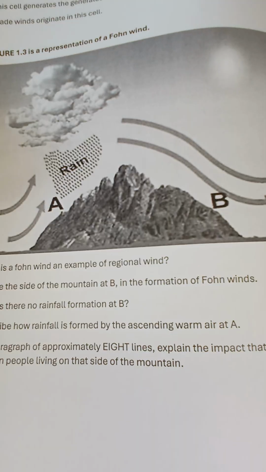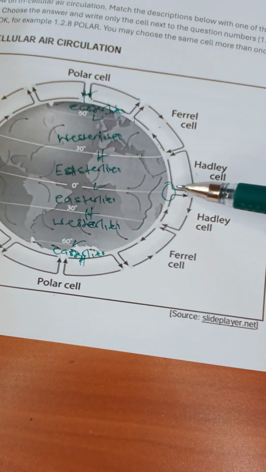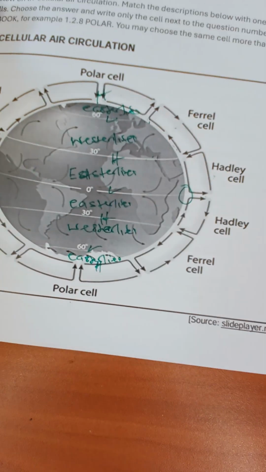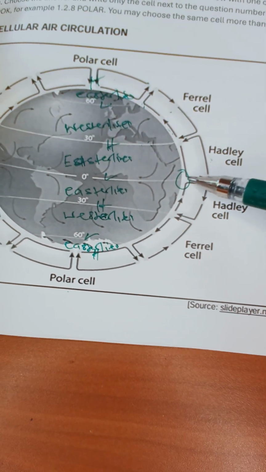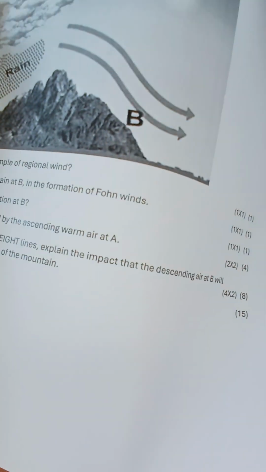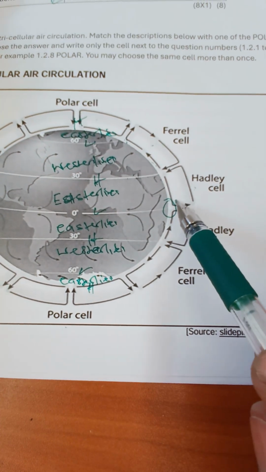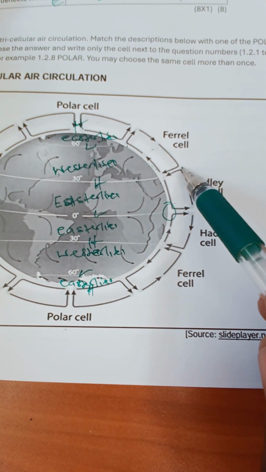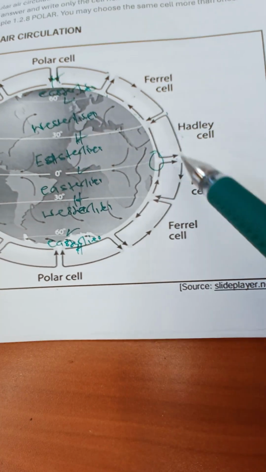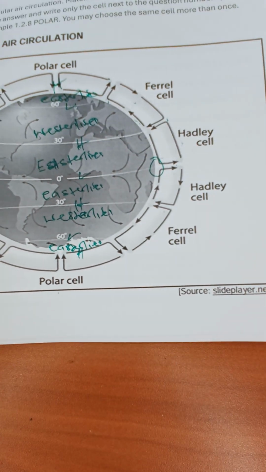The first question reads, circulates in between 0 to 30 degrees latitude. From here up to there, that is your Hadley cell, 0 to 30 degrees. Then the next one, air rises near the equator and diverges polewards. So air is rising near the equator, then it diverges polewards. You can see here, as it rises near the equator, it's diverging polewards. That is your Hadley cell as well.